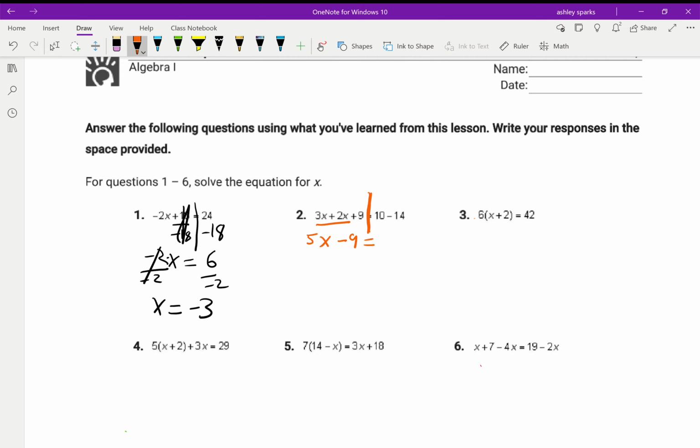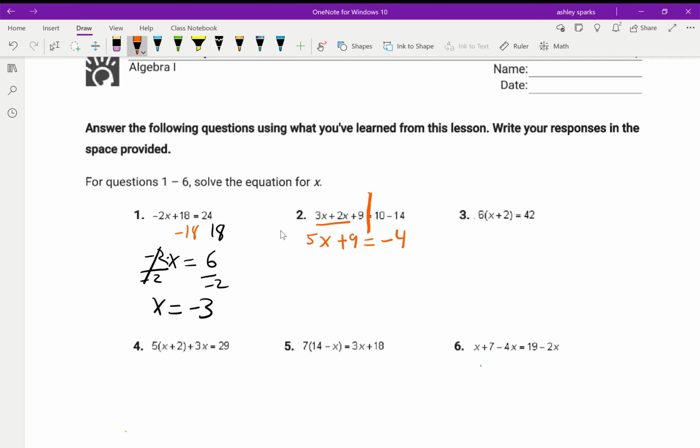Now that 10 and 14, they're both on the right side, so I can combine them together. So I would do 10 minus 14, which gives me negative 4. At this point, you should notice you're back to this kind of two-step equation situation, right? Where you have two things over here and one on the other side. Oh, sorry, that's a plus 9.